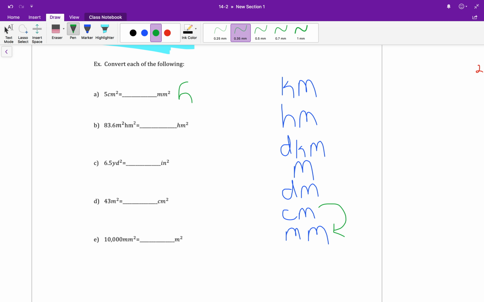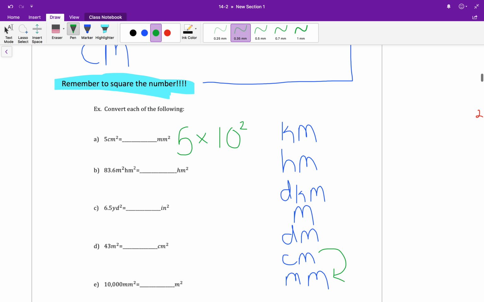So I'm going to have 5 times 10, because it's just one jump. 5 times 10. And I have to remember to square the number. Remember that right there. So I'm going to remember to square the number. So 5 times 10 squared is 100. We can also set up the ratio. I'll remind you of the ratio with our next example.